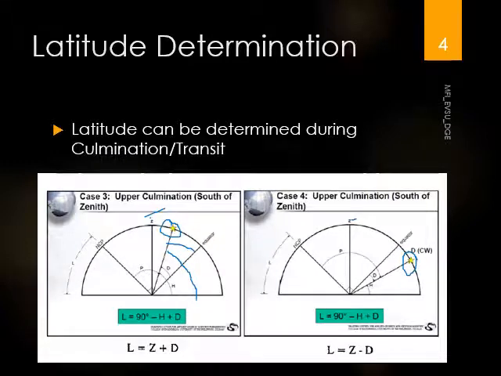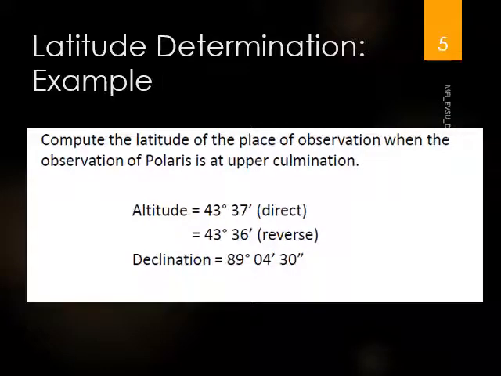Upper culmination siya because nasa area ng North Sea, Sea star. So, the same formula, we have 90 minus h plus d. Okay. So, for example, meron tayong here latitude determination. For example, compute the latitude of the place of observation when the observation of Polaris is at upper culmination.